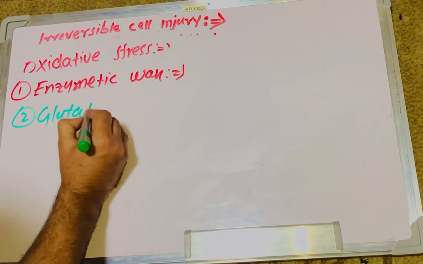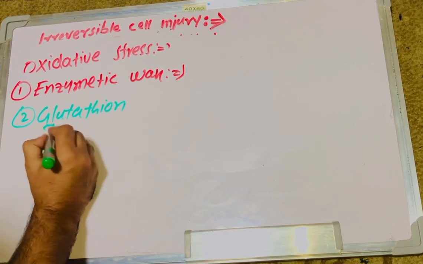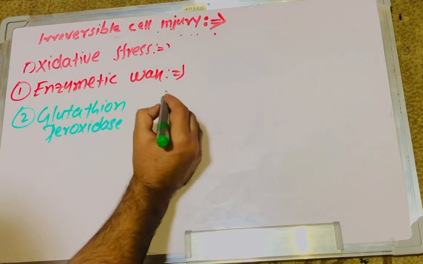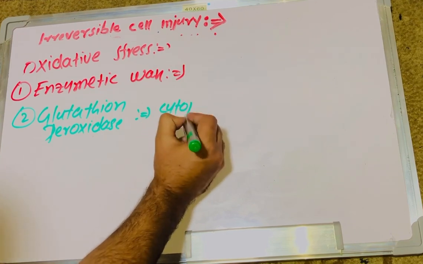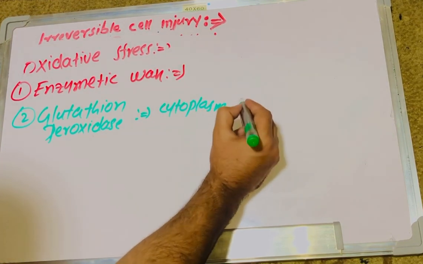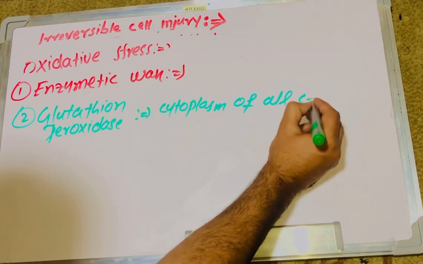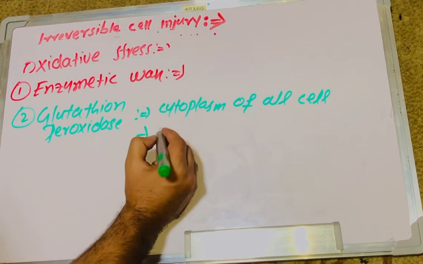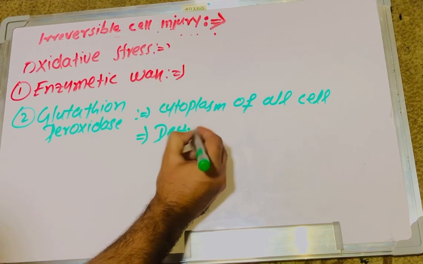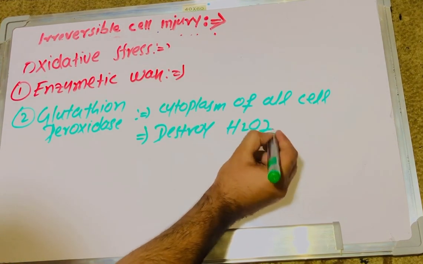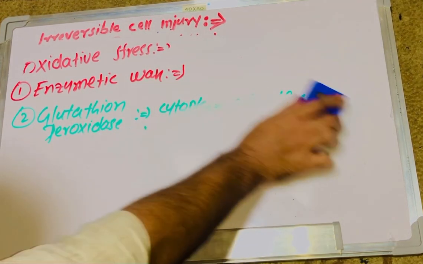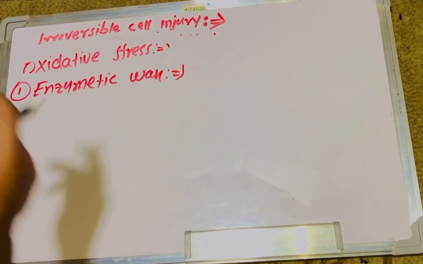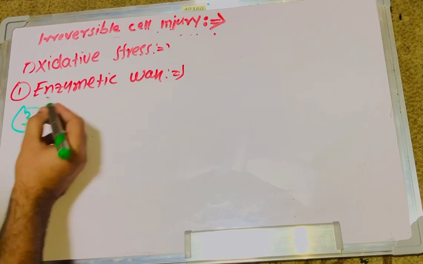Number second is glutathione peroxidase. This is found in the cytoplasm of all cells. And what is the function of glutathione peroxidase? This enzyme destroys hydrogen peroxide. All these are important from the MCQ's point of view: glutathione peroxidase inactivates hydrogen peroxide, and SOD inactivates superoxide.